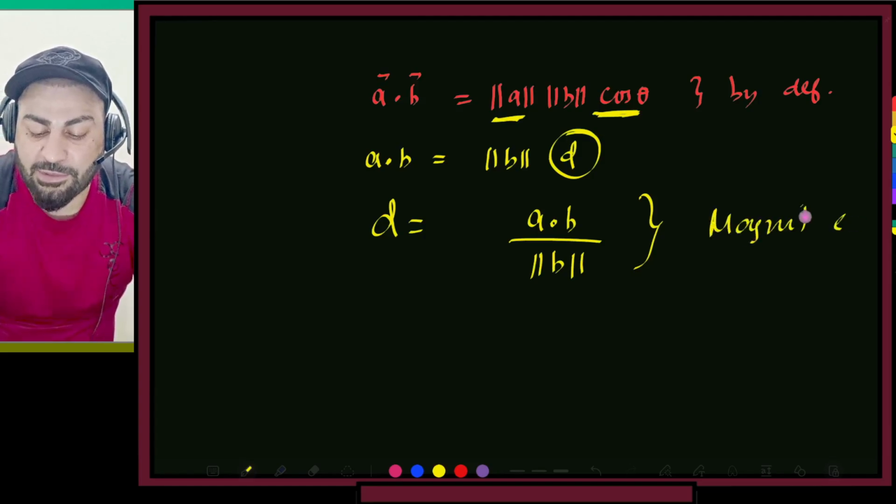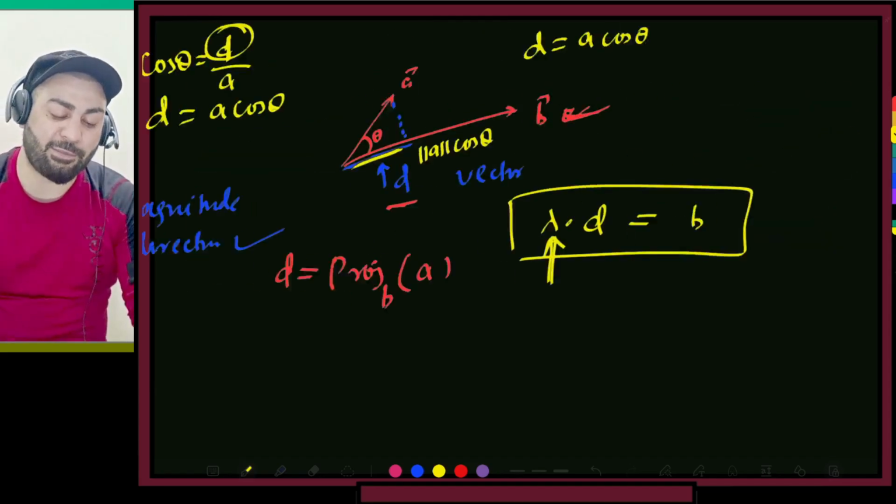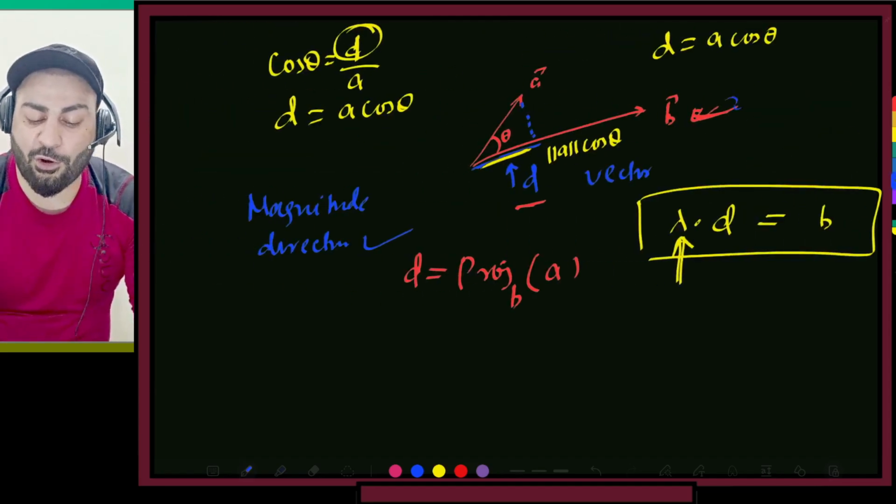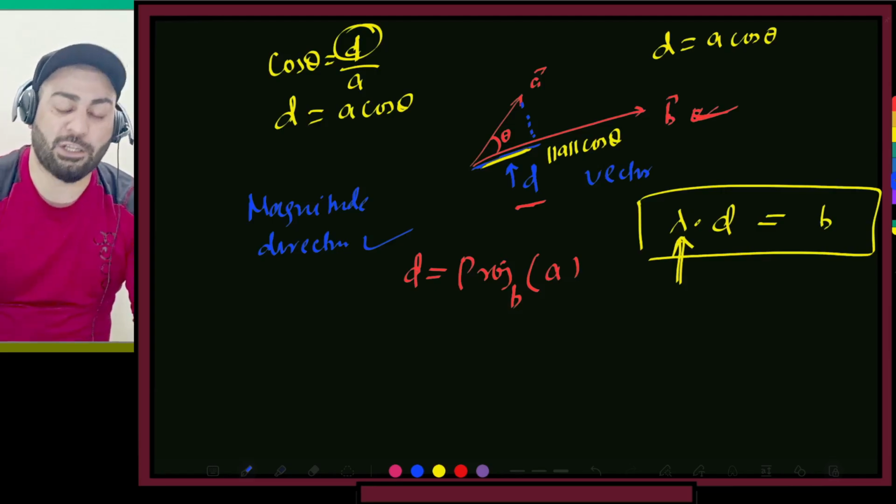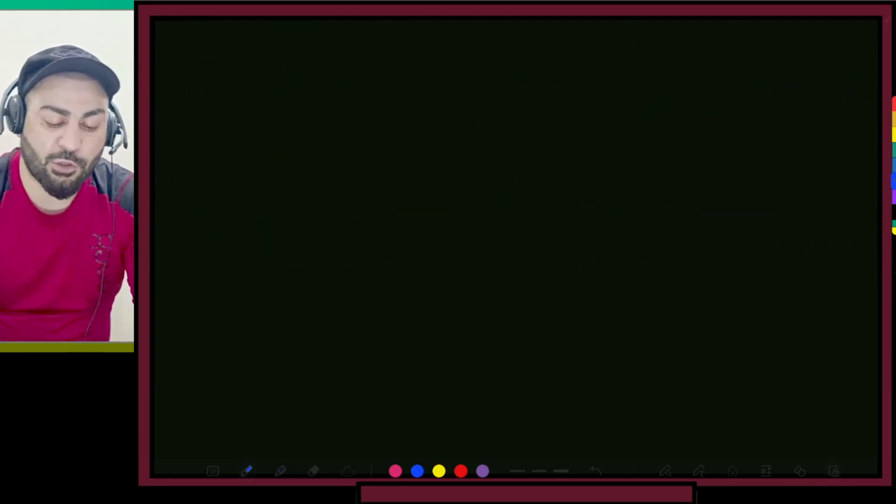Now the direction basically is along this B, but this B is not a unit vector. I'll have to make a unit vector of B. So what is a unit vector?